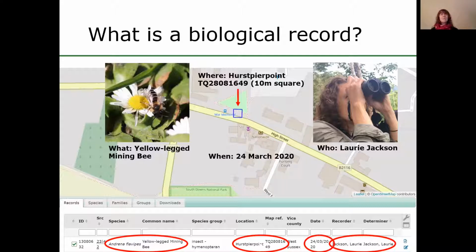And then the final bit of information is when. When did you see it? And this is really important for lots of reasons. From the point of view of verifying your record, it's really important, because if I had said that I'd seen this bee in December, someone would have probably said, I don't think that's right, can we have a little look again at your record? So again, if you can provide the actual date rather than the year, that's really fantastic.